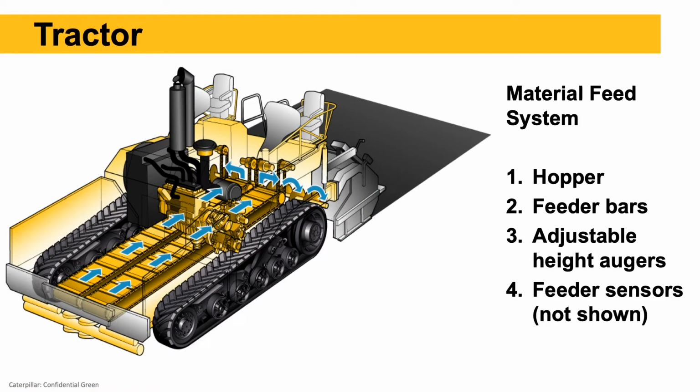So looking at the tractor, the big thing here, again, it pulls or tows the screed, but it really is the material feed system. We've got the hopper that receives the mix from the trucks or from the MTV. We've got slat conveyors with feeder bars on them that convey the mix from the hopper back to the augers. And we've got adjustable height augers back in front of the screed that we can raise or lower. And then feed sensors back at the screed that control the rate of flow of the mix from the conveyors to the augers and across the face of the screed.